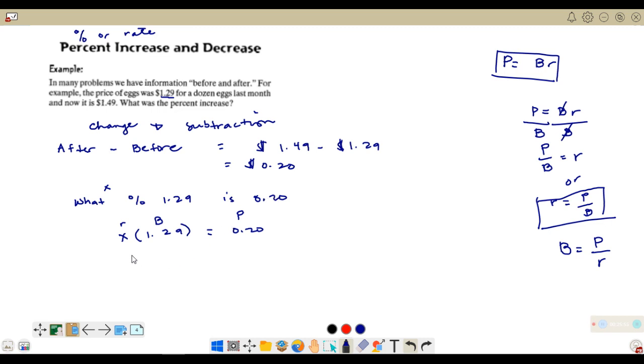Or, kung isusulat natin siya, we have R is equal to P over B. Pwede mo na siya agad i-translate as 0.20 divided by 1.29. Mas shortcut to, kesa magkaroon ka ng 1.29x is equal to 0.20. Though, parehas lang yung lalabas na sagot dyan, kasi you have to divide 0.20 by 1.29 on both cases. So, compute na tayo.